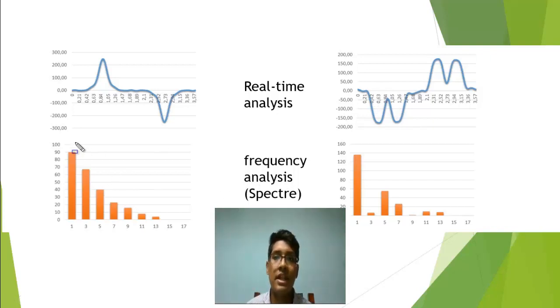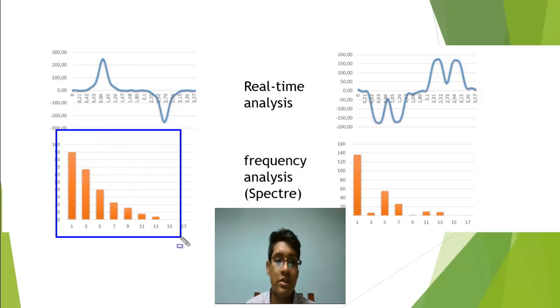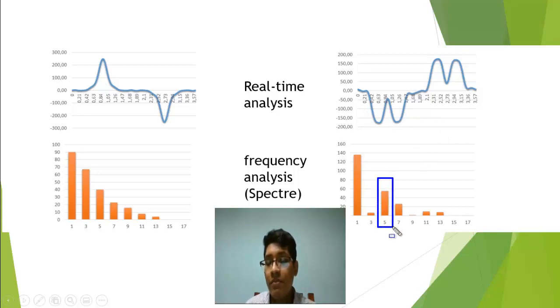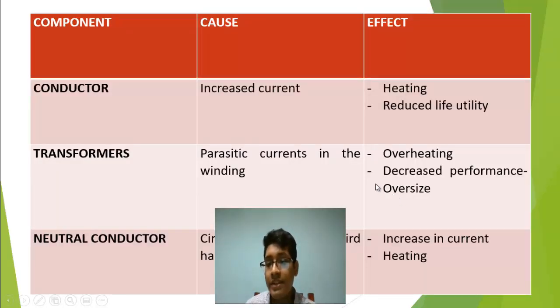If we perform a frequency analysis, we get a bar chart that shows us the percentage of each harmonic in our wave. For example, for the monophasic load, the most representative harmonics are the first one and the fifth one. In the triphasic load, the most representative harmonics are the fifth one and the seventh one.